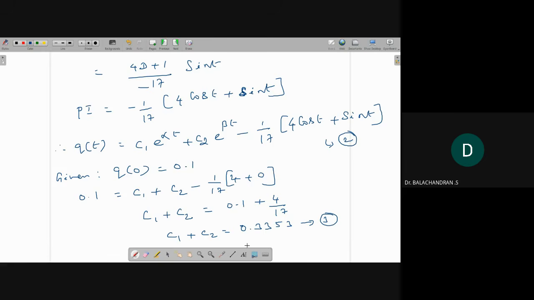Okay. So C1 plus C2 equal to 0.3353. So this is equation 3. So now the next condition is dq by dt. For this I am going to differentiate equation 2 with respect to t.